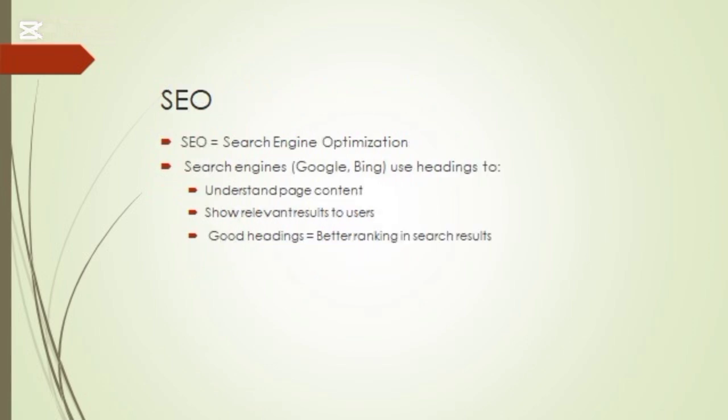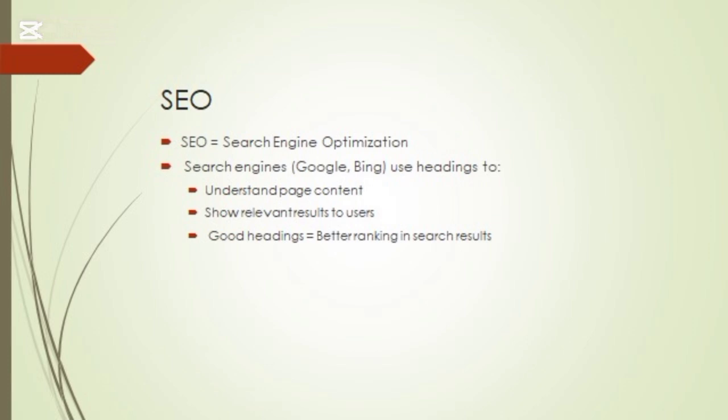The second reason is SEO, which means search engine optimization. Search engines like Google or Bing read headings to understand what a web page is about. If you use proper headings, your website is easier for Google to understand. Your page can appear higher in search results. For example, if your heading is H1, healthy food recipe, then Google knows the page is about food and recipes and will show it to people searching for recipes.